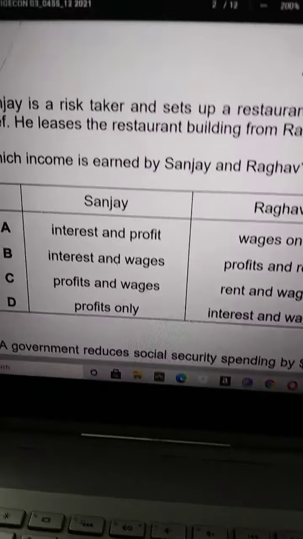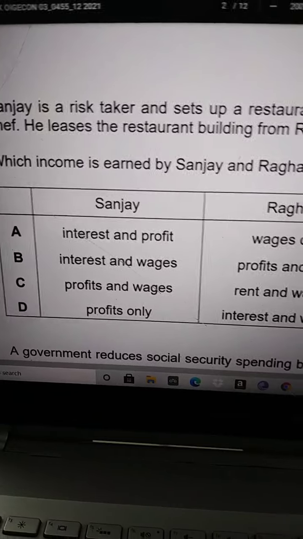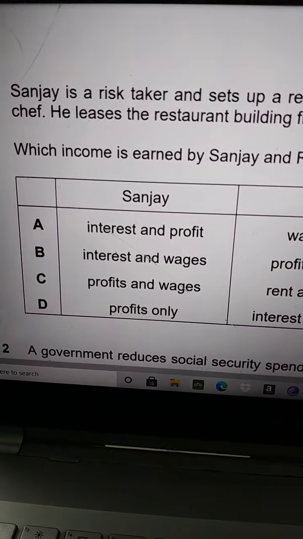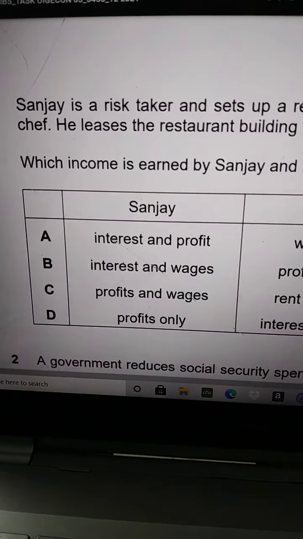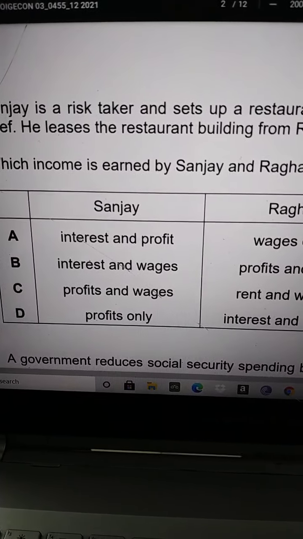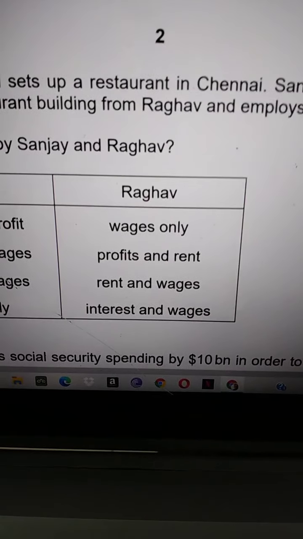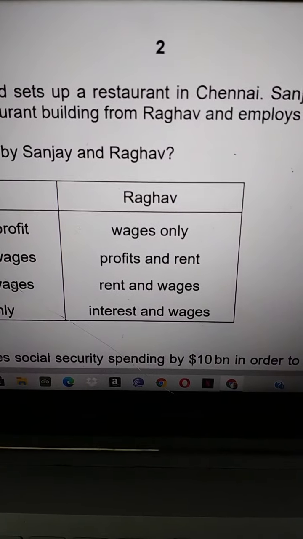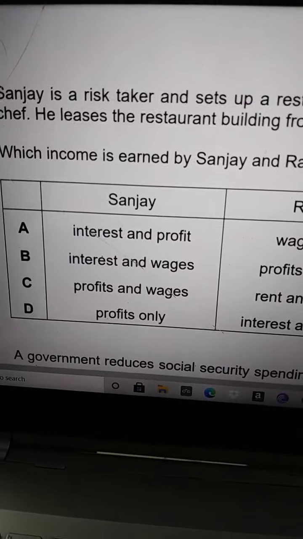So which income is earned by Sanjay and Raghav? This is the question basically. So look at option C. Sanjay definitely will be getting profits and wages. Why? Because he is running a business, so he will be getting profits, and also he is working in some other place, so he is getting a wage also. Raghav has rented out the building, so he is going to get the rent, and he is working in the same restaurant also and getting wages. So C is the answer of question number 1.